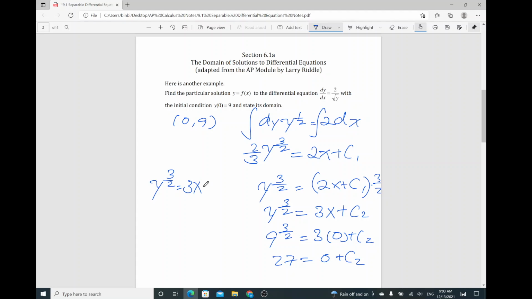In order to get rid of the 3/2 power, we multiply both sides by the power with the reciprocal of the exponent, so y equals 3x plus 27 to the power of 2/3. Another way you can rewrite it is the cube root of the quantity 3x plus 27, squared. Same thing.